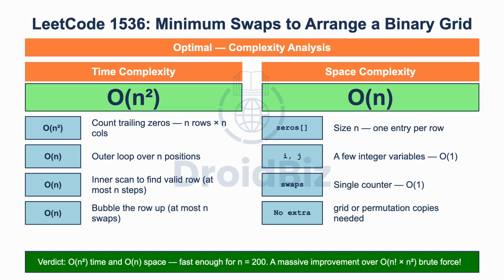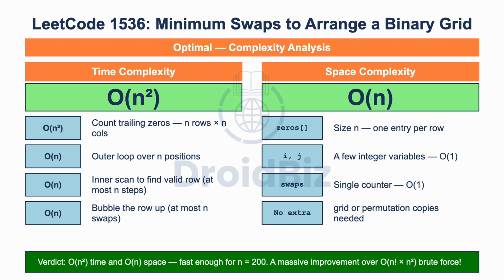Now for space complexity. We only store the zeros array of size n. The variables i, j, and swaps are just integers, constant space. And critically, we never make a copy of the grid or generate any permutations. So space is big O of n.